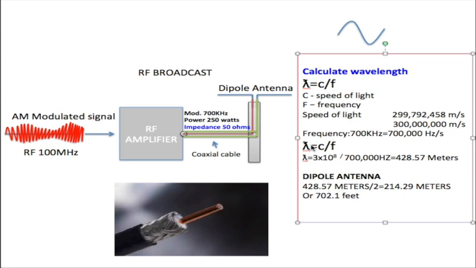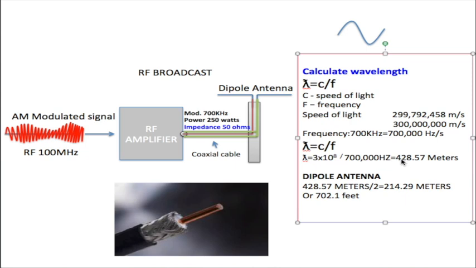As I said before, wavelength is equal to C over F, speed of light over frequency. So we have wavelength is equal to 3 times 10 to the 8. How did we get this 3 times 10 to the 8? Well, 300 million meters per second is the speed of light. If you take the decimal point from here and bring it back 8 places, this is how we get 3 times 10 to the 8. And this is over 700,000 hertz, right? Which is the frequency. C over F. This is F, 700,000 hertz.